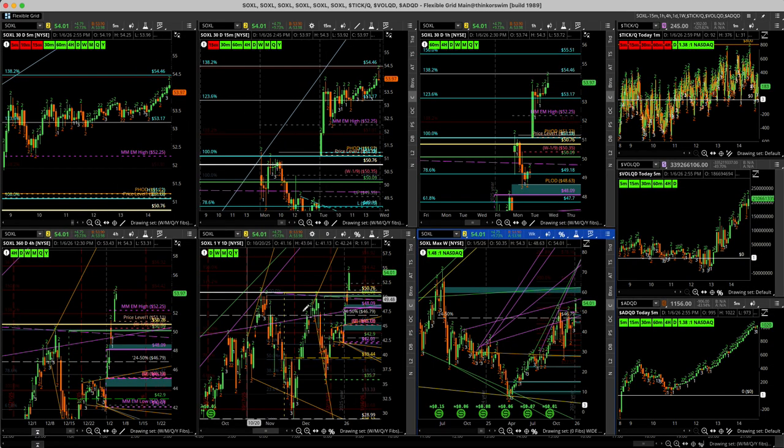This is my multi-grid. So this is 5 minute, 15, 1 hour, 4 hour, 1 day, 1 week. And then I've got my QQQ internals, tick Q, vol QD, and ADQD. So this is how I just keep a quick glance at how things are moving. Again, I don't trade strictly SOXL.